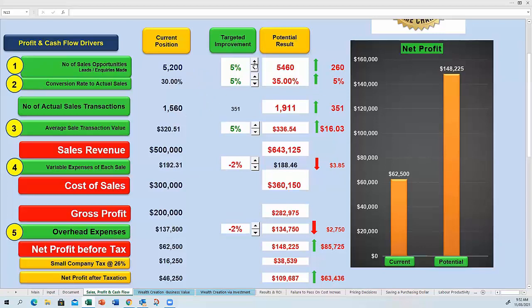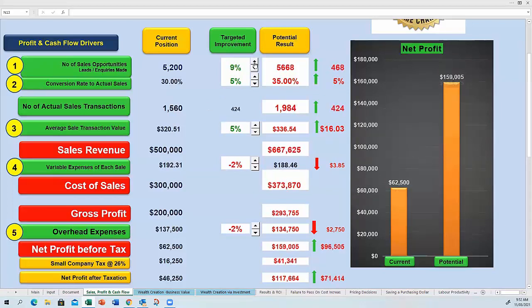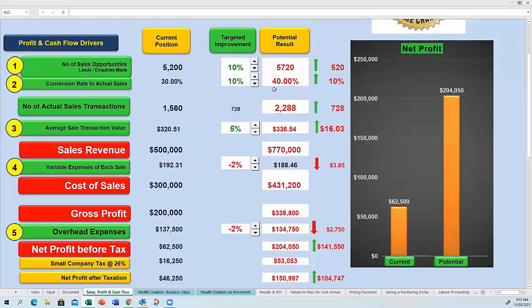And just for example, let's say we can get 10% improvement here in our sales opportunities. Let's say we can increase our conversion rate to converting 40 of those opportunities, 40 in every 100 opportunities into sales. And let's say, again, through better value, through bundling, better pricing, and so forth, we can increase our average sale transaction value by 10%. All of a sudden, your profit goes from 62,500 to 240,717.